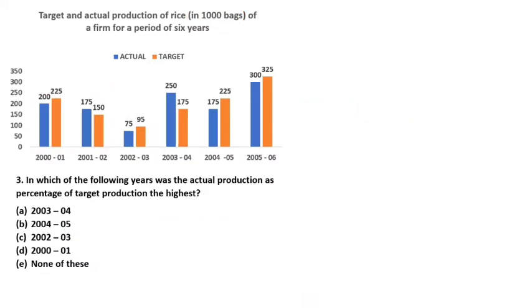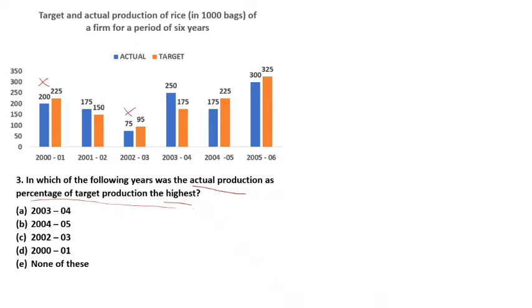Here is your next question. In which of the following years was the actual production as a percentage of target production the highest? So here production should be highest. Here production is not highest. Production is lower than target, so we will not consider it. Here also production is lower than target.